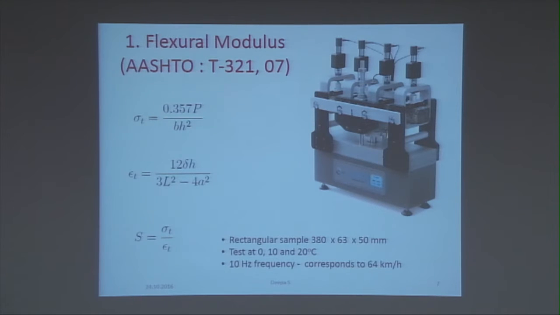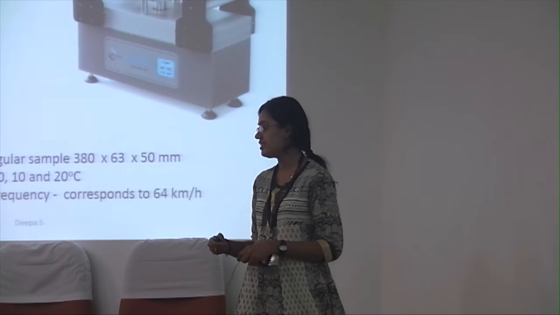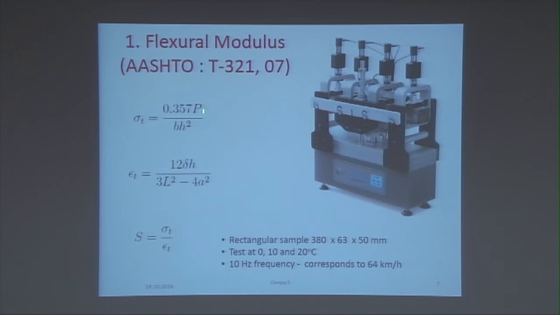You have to note that this test cannot be conducted at higher temperatures because the beam fails by sagging. We conduct the test at 10 Hz frequency, which simulates a vehicle speed of about 64 km/h, and from the applied load and the measured deformation, that is central deflection, we can calculate the tensile stress and tensile strain using the equations given in the AASHTO protocol, where P is the load applied, B is the width of the beam, H is the height of the beam, delta is the central deflection, L is the length between the outer clamps and A is the length between the inner clamps. And we define flexural modulus, or stiffness modulus as they call it in the standard, as the ratio of the tensile stress to the tensile strain.